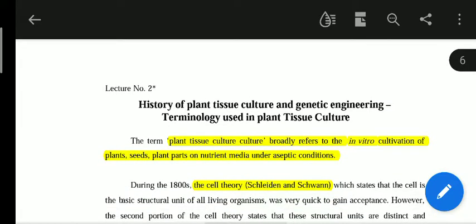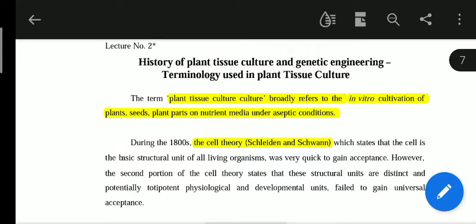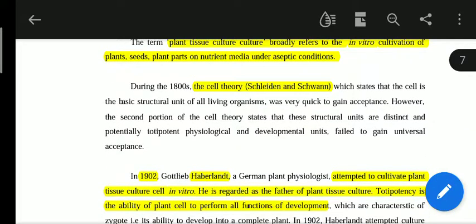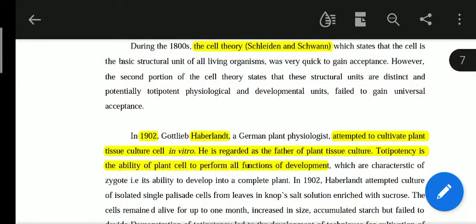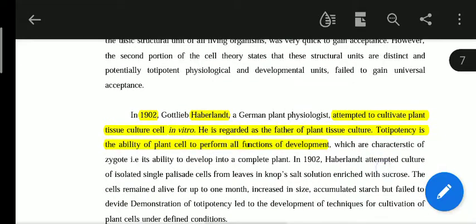Now coming to the history of plant tissue culture and genetic engineering. Plant tissue culture broadly refers to the in vitro cultivation of plants, seeds or plant parts on nutrient media under aseptic conditions. Here in vitro means outside. The cell theory was given by Schleiden and others, but in 1902 Haberlandt attempted to cultivate plant cells in vitro. So he is regarded as the father of plant tissue culture.